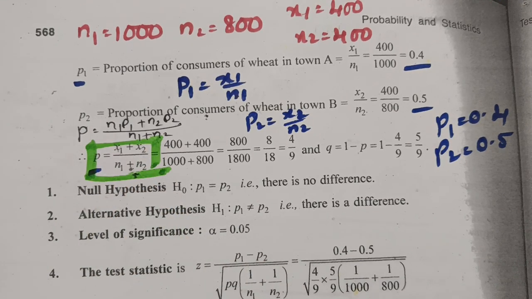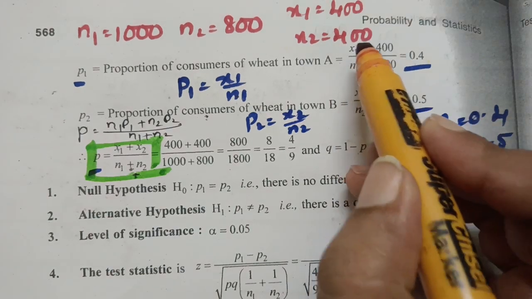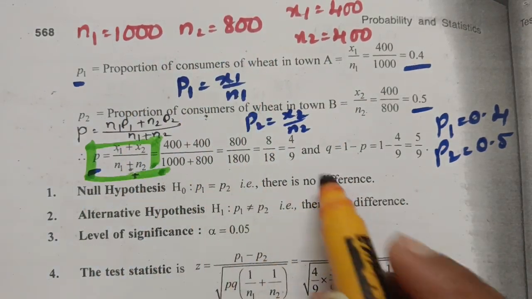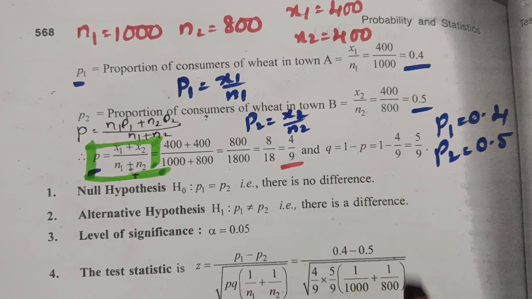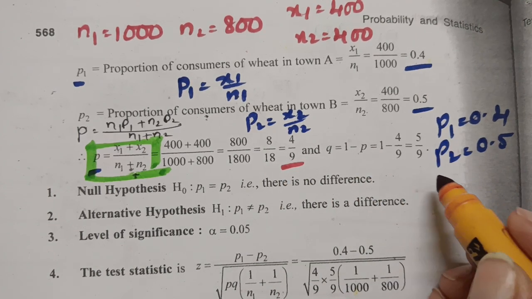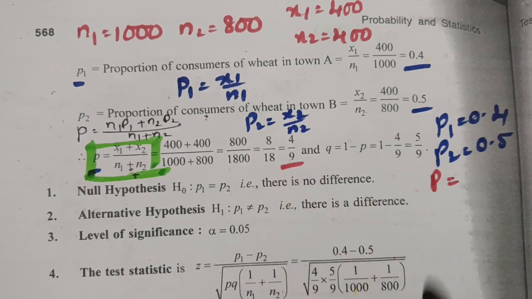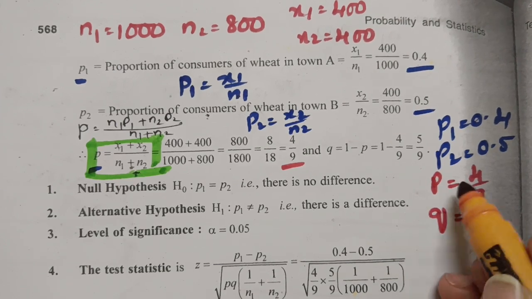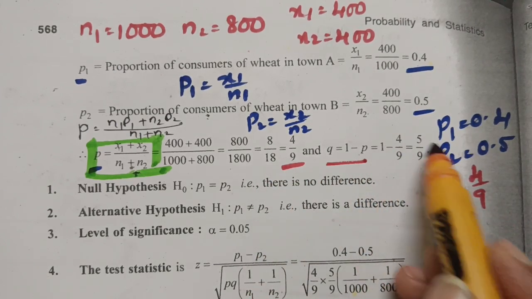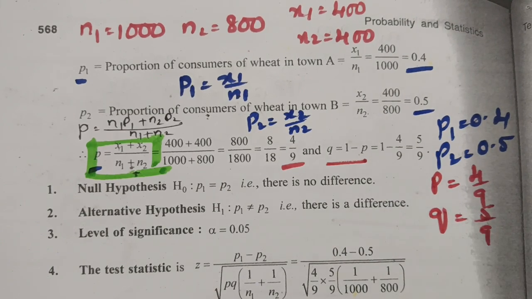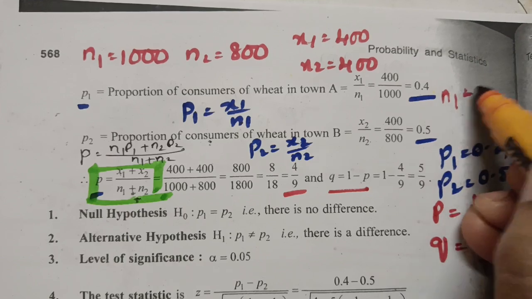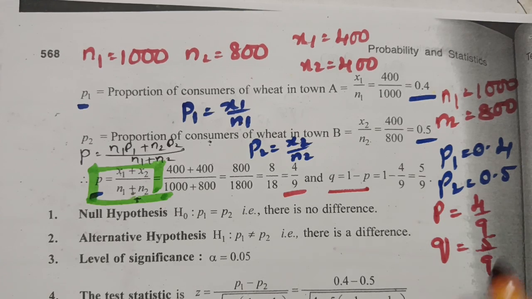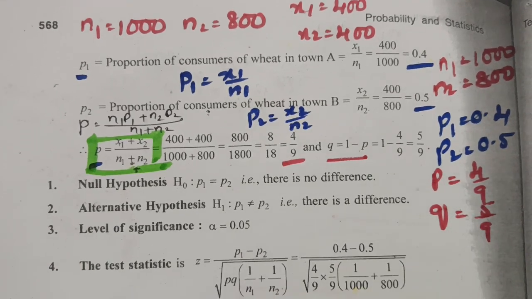What is x1 here? X1 is equal to 400, and x2 here is 400, so 400 plus 400 by n1 plus n2, that is 1000 plus 800. The value here is 4 by 9. So p value is very clear as 4 by 9, and therefore q is equal to 1 minus 4 by 9. So this value is equal to 5 by 9. As we got n1 as 1000 and n2 equal to 800, p1, p2, small p, small q, every value is ready here.